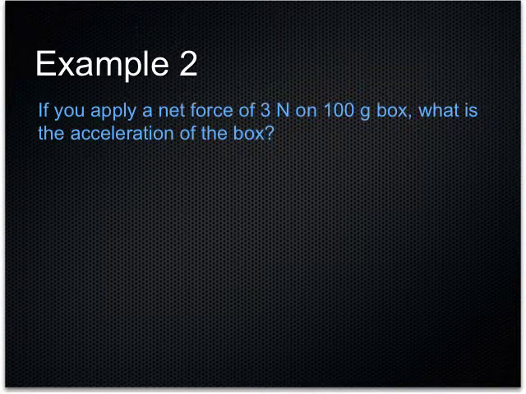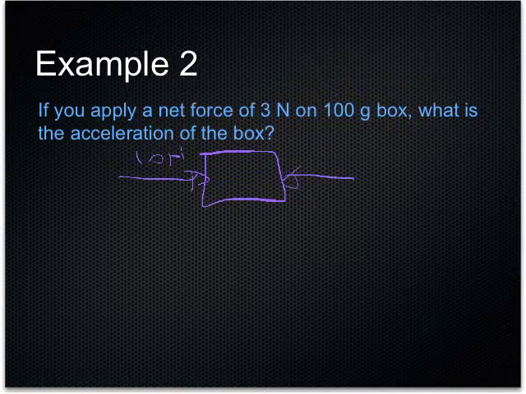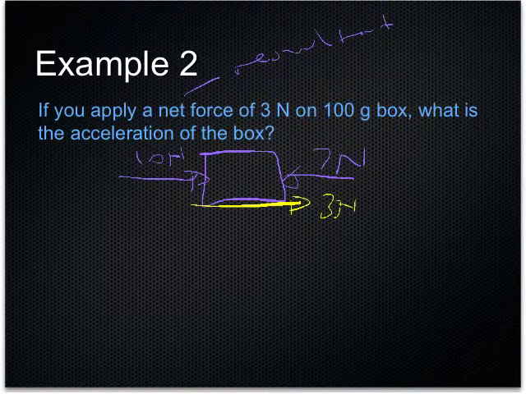If you apply a net force of 3 newtons on a 100 gram box, let's look at how you can get a net force of that. If I had a 10 newton force this way, then to get a net force or resultant, I should have something like 7 newtons that way. And so the net force is 3 newtons. And you can do that in any way. You could have 13 and 10, or something like that. We should put this into kgs.